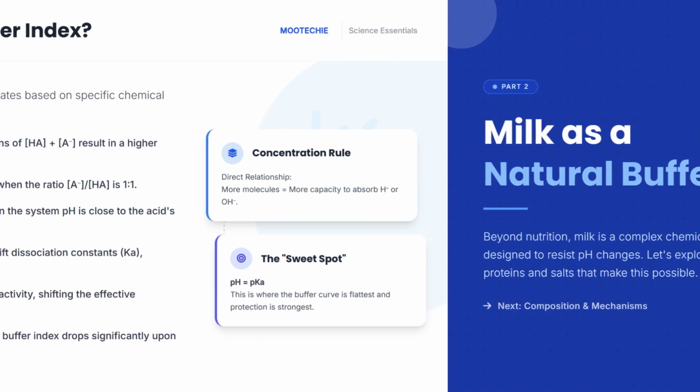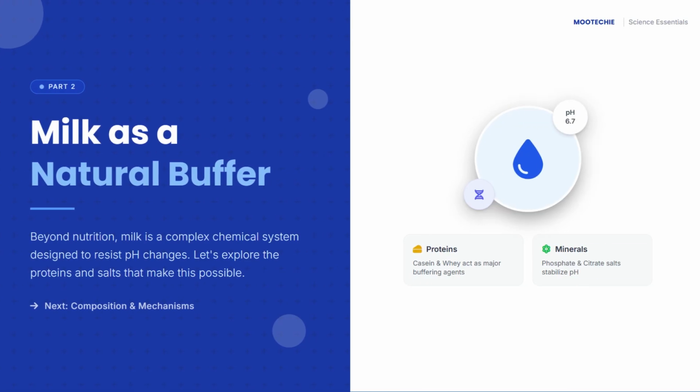Now let's apply this to a natural system. Beyond nutrition, milk is a complex chemical system designed to resist pH changes. Let's explore the proteins and salts that make this possible. The main buffering agents in milk are proteins, like casein and whey, and minerals such as phosphate and citrate salts.